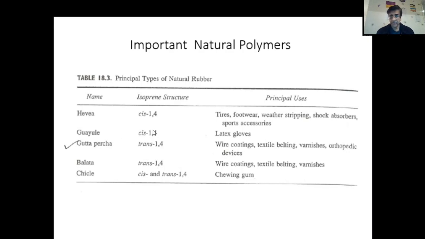So you have to read from the book and find out why latex gloves are now made using this material, not this material. What is the reason behind stopping the use of Hevea for making the latex gloves? That's a question for you. When you read the handout of the book, you would know the reason behind it. I may ask this question.